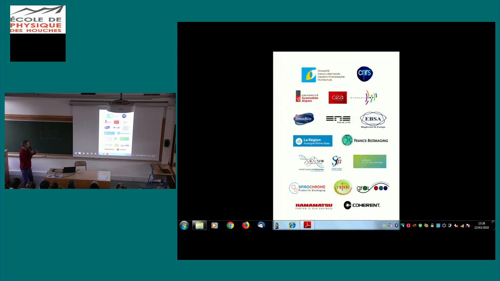So one big source of funding was the French-German university, and that was really thanks to the fact that this school is organized with Ulrike, who is from Germany, and so the fact that this is in fact a French-German school made it possible to obtain quite a lot of money from this. It's probably like a 30-page thick application, however.